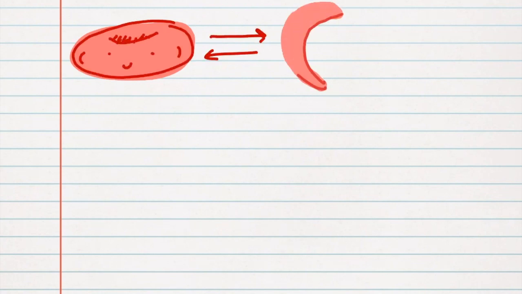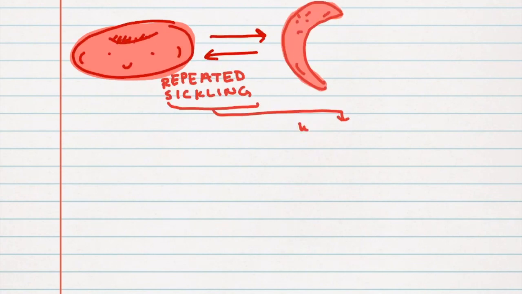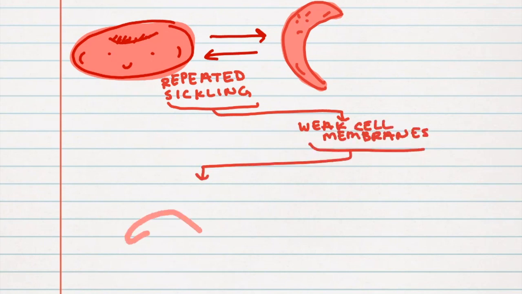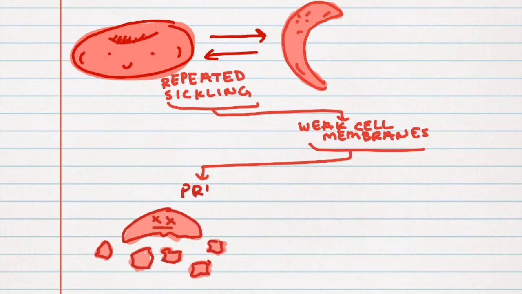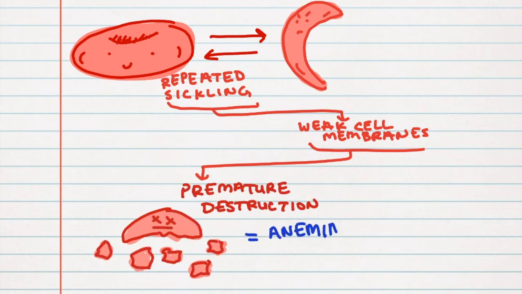Repeated sickling of red blood cells damages their cell membranes and promotes premature destruction. This destruction of red blood cells not only leads to anemia, but also means a lot of hemoglobin spilling out. Over time, sickled red blood cells clog and cause vaso-occlusion and pain crises in bones.